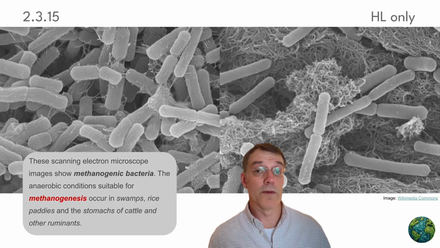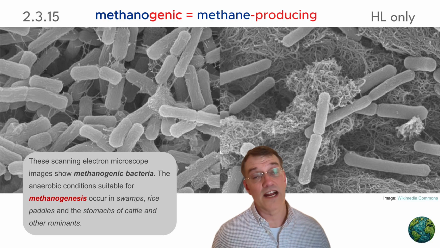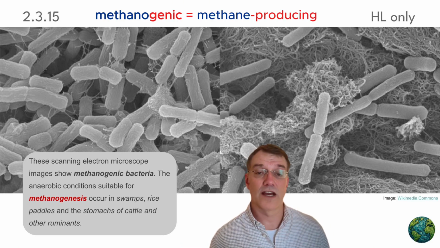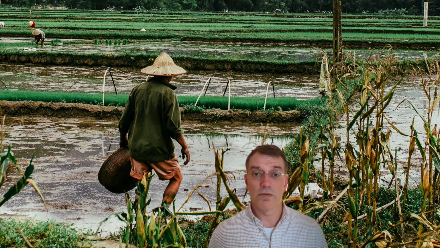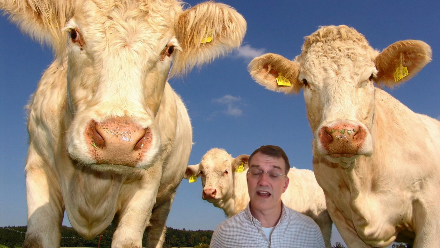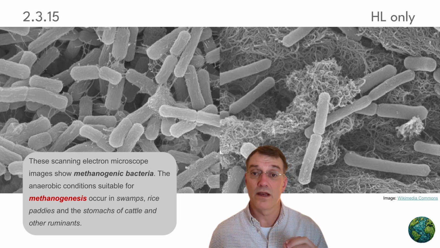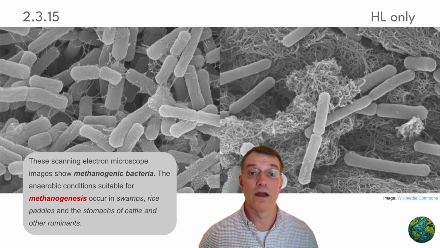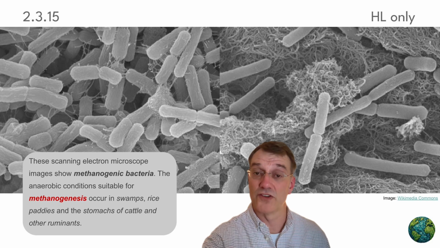These electron microscope images show the bacteria responsible for methane production. These methanogenic bacteria thrive in several types of oxygen-poor environments: swamps and wetlands, flooded rice paddies, and notably in the digestive systems of ruminant animals like cattle. Each of these environments provides the anaerobic conditions these bacteria require for methane production. Remember, anaerobic means without oxygen.